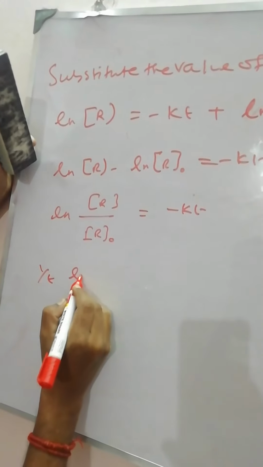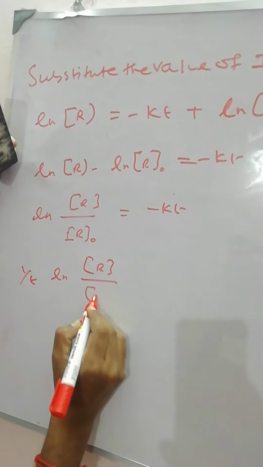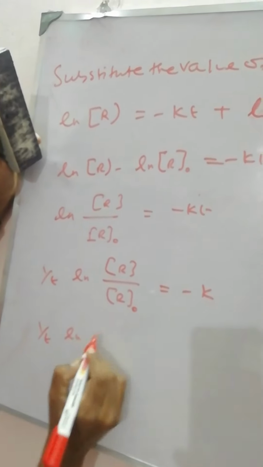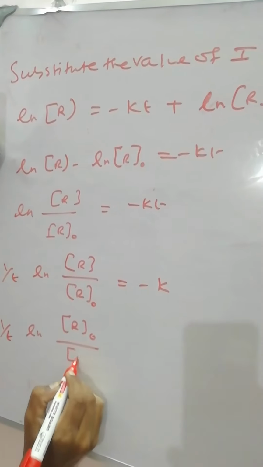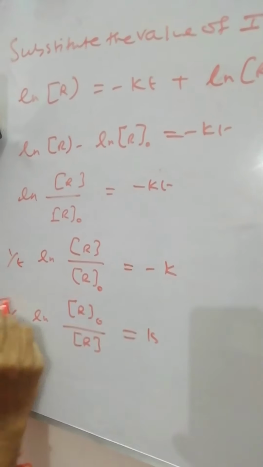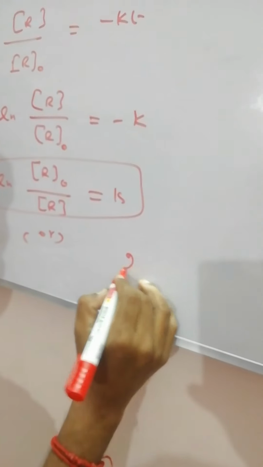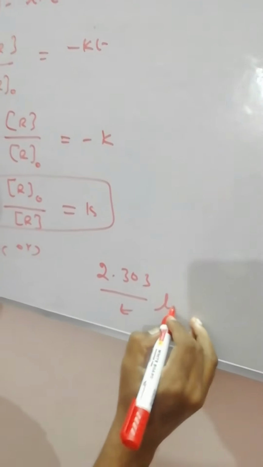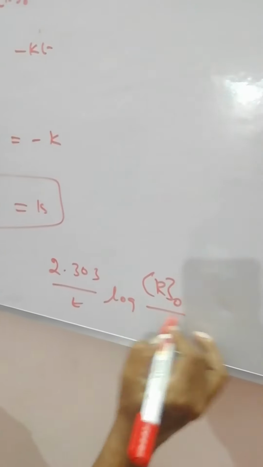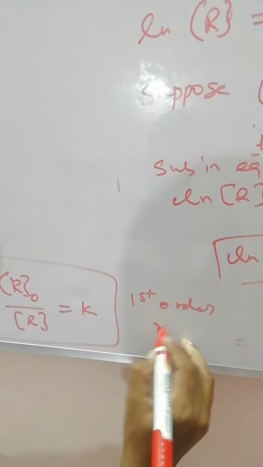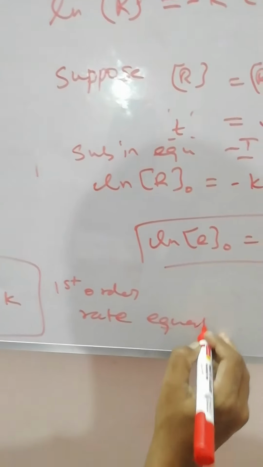(1/t) ln(R/R0) = -k, so (1/t) ln(R0/R) = k, which gives (2.303/t) log(R0/R) = k. This is the first order rate equation, right?